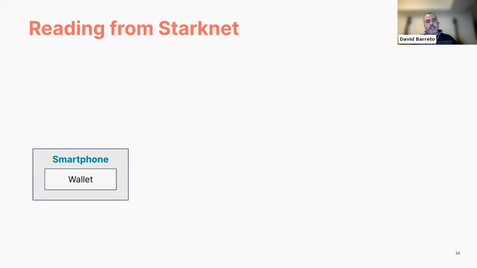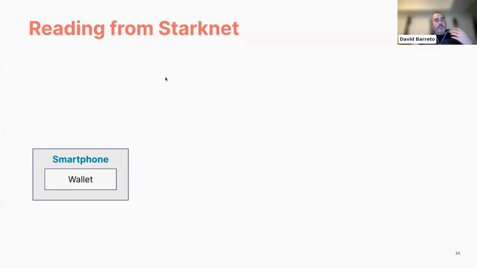Okay has a question. Is there any benefit of an average developer running a full node? You will get to run your own RPC if you want to be independent and not depend on Infura or Alchemy. That's one benefit.